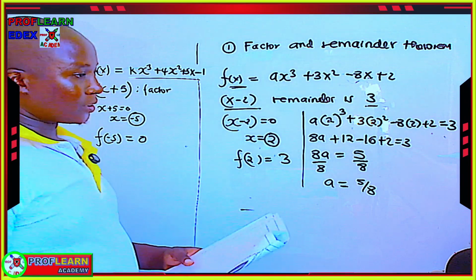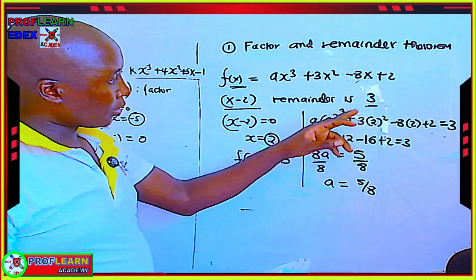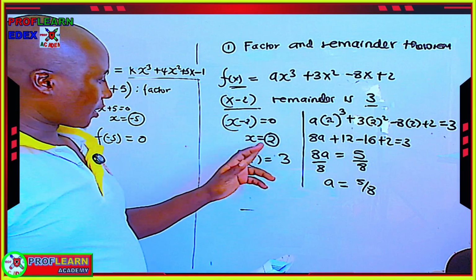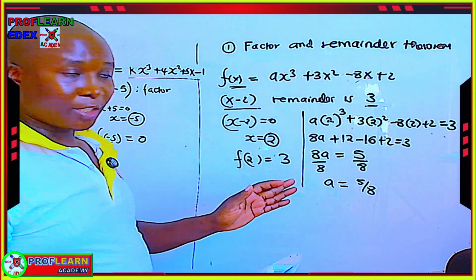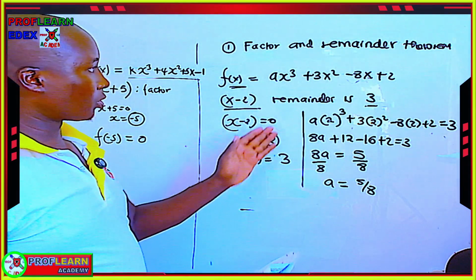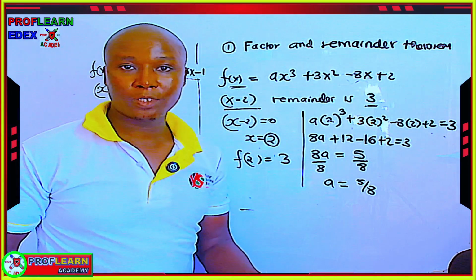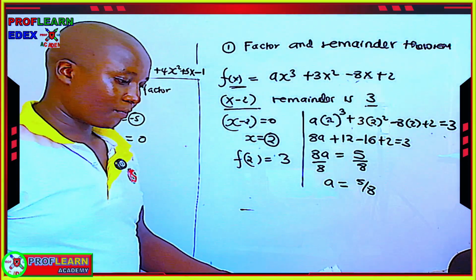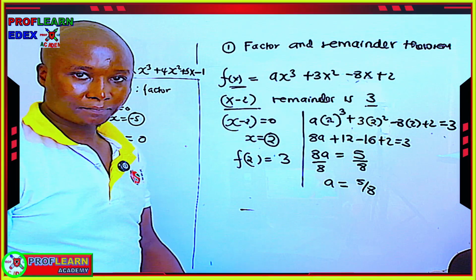But if you are told it's a remainder, you are going to substitute into the polynomial x equals to 2, and then you shall equate to the remainder given. Basically, that's what you are supposed to do under those kind of questions.